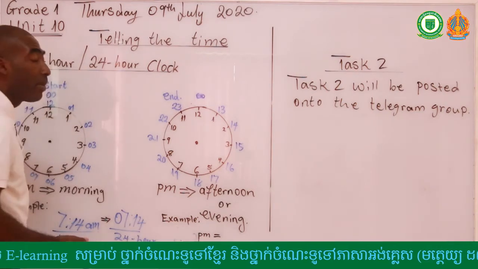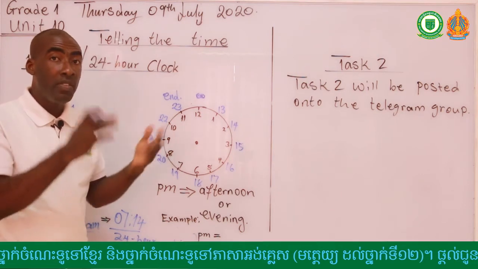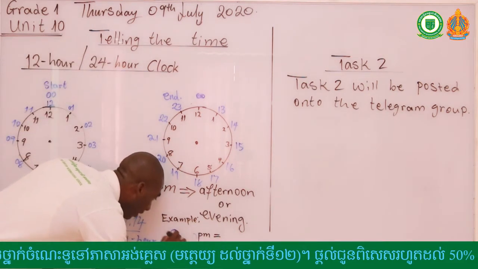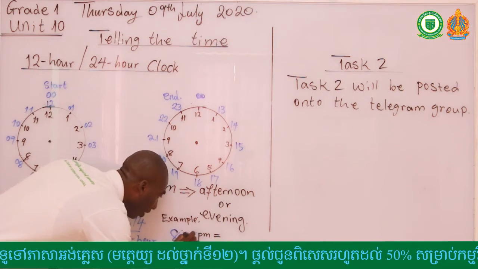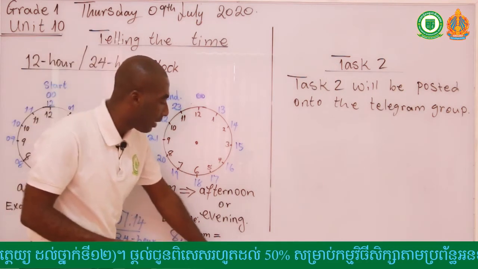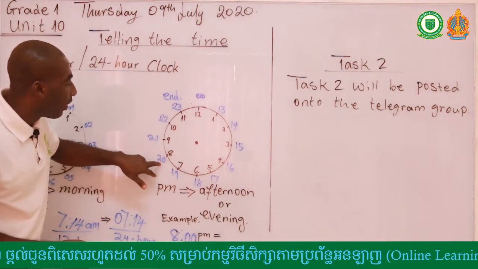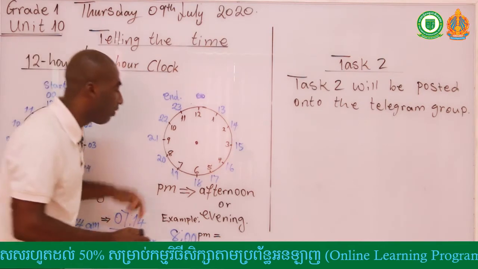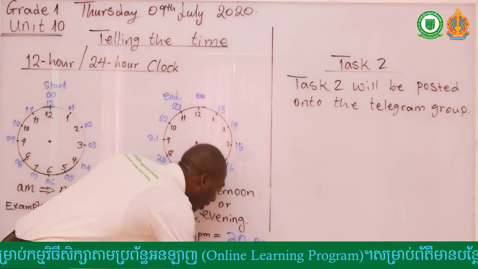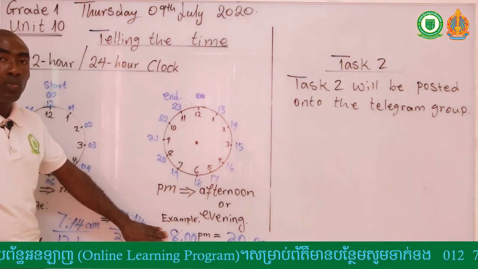So let's say the time is in the evening and it is 8 o'clock in the evening. How do we write that in the 24 hour clock? So where is 8? This is 8, and on the clock of the 24 hour we find 20, so it becomes 20 o'clock. So 20 o'clock means 8 p.m.